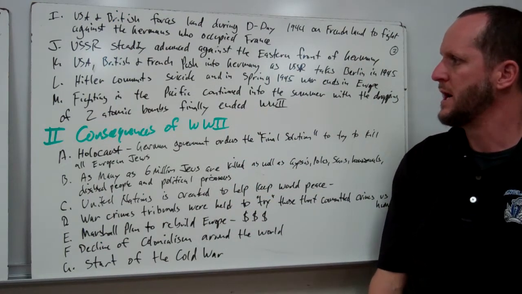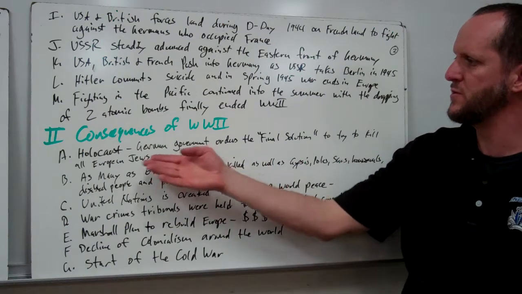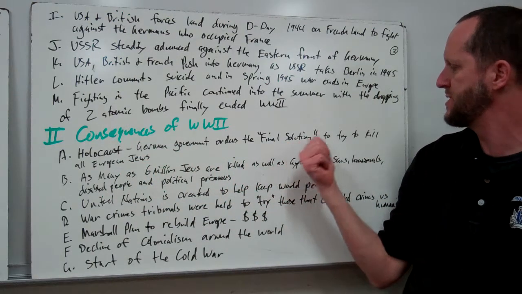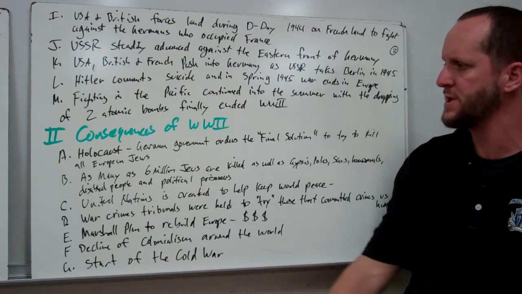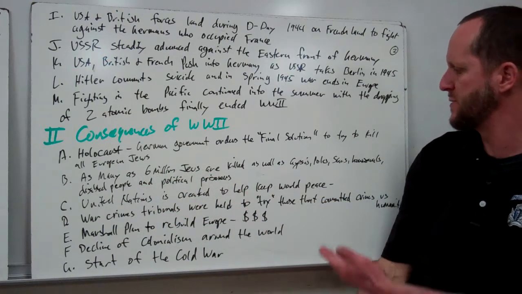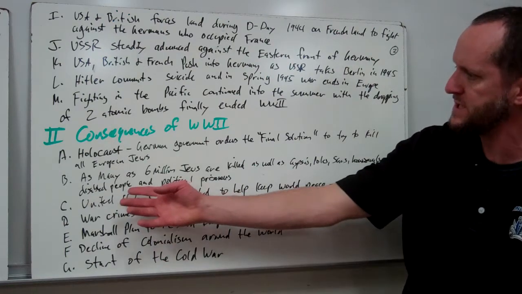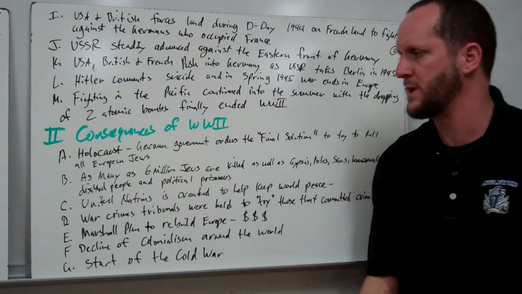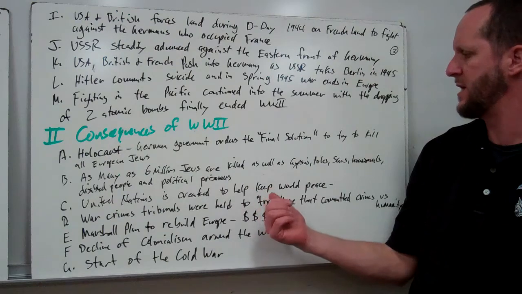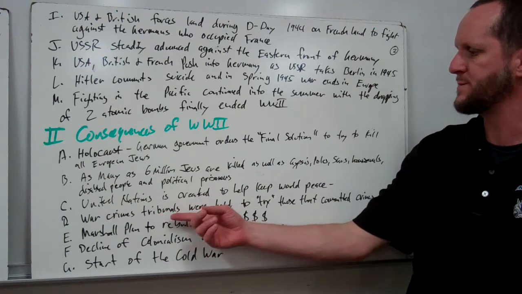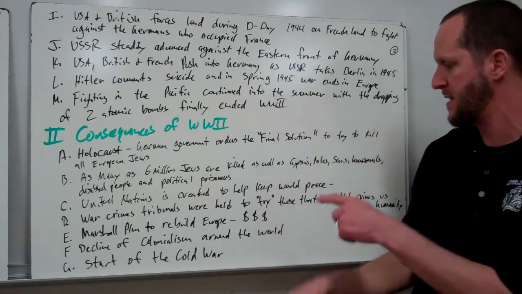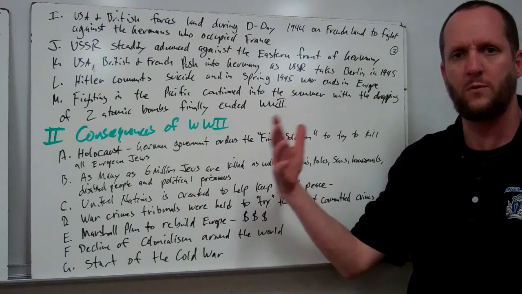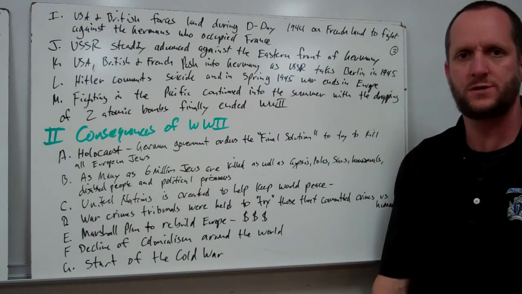So some of the consequences of World War II, some of the things that came out of it: we had the Holocaust, where the German government ordered the final solution to try to kill all European Jews. As many as 6 million Jews were killed, as well as Gypsies, Poles, Slavs, homosexuals, disabled people, political prisoners. So this was a pretty tragic event that took place during this time period. The United Nations is created to help keep world peace. War crimes tribunals were held to try those that committed crimes against humanity, and this is a big turning point because it's the first time in history that there was such tribunals.